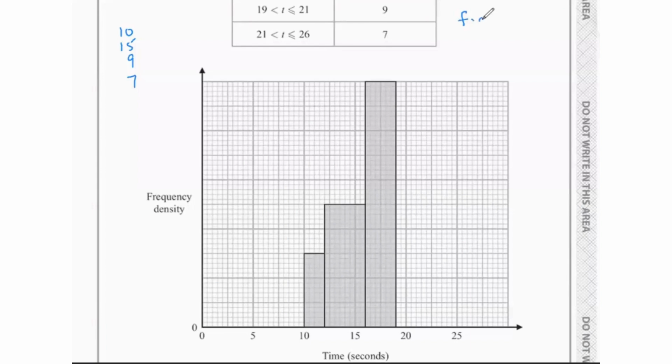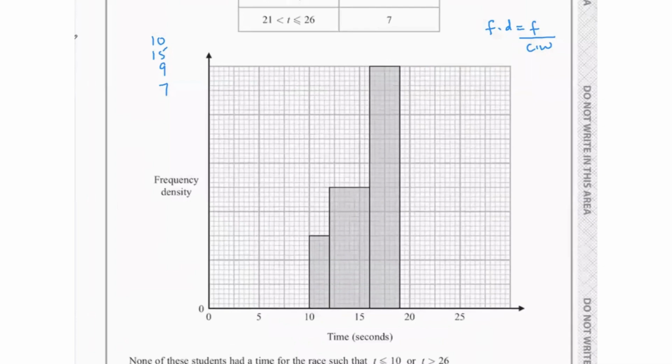Frequency density has the formula of frequency over class width. So if you use a 12 to 16 interval, this is 12 over here. So we know that frequency over here is 10. So class width from 12 to 16 is 4. So we do 10 divided by 4, and that's going to give us 2.5. Which means this value is 2.5.